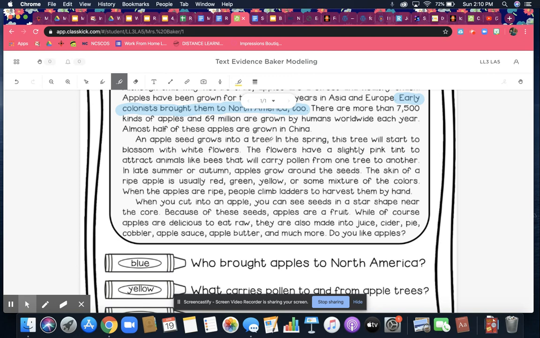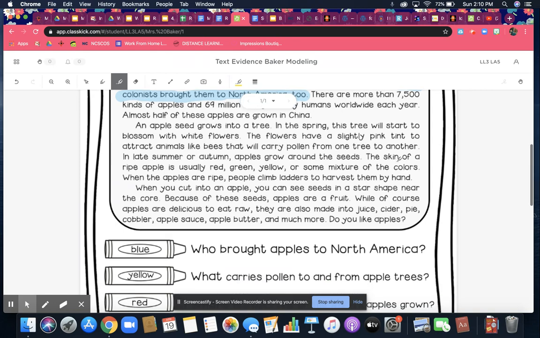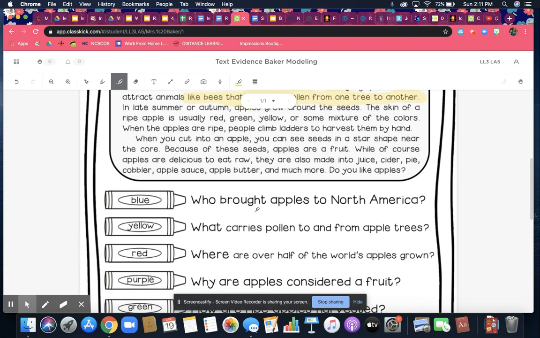An apple seed grows into a tree. In the spring, this tree will start to blossom with white flowers. The flowers have a slightly pink tint to attract animals like bees that will carry pollen from one tree to another. Okay, your question, what carries pollen to and from apple trees? They attract animals like bees that will carry pollen from one tree to another. So we know those bees are what carry pollen from one tree to another. Now I have my yellow done. I've found the answers in the text and I've highlighted it to prove that those are the answers.